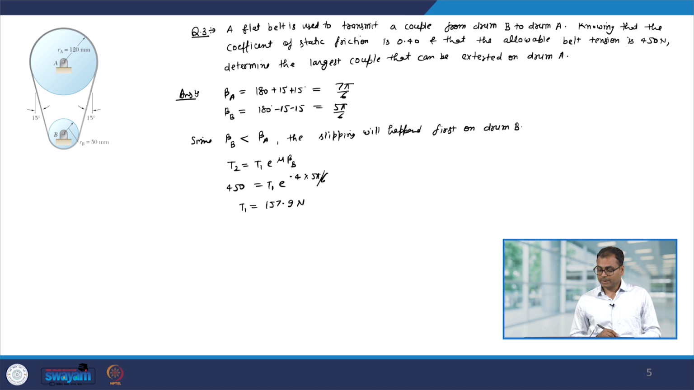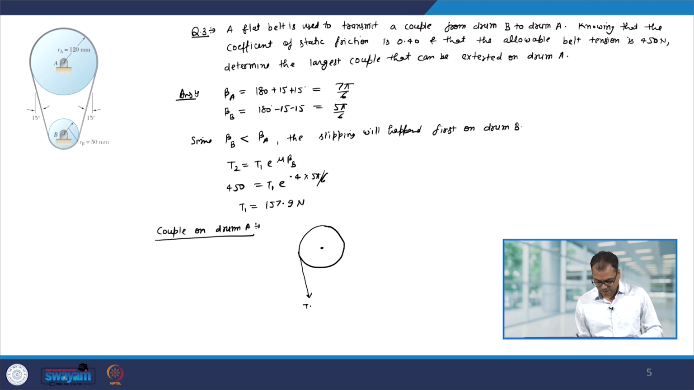Now, in the problem statement, we have been asked to find out what is the couple on drum A. So, let us look at the free body diagram of drum A. So, we have this drum, this point is A, and we have tension T1 and tension T2, and since there is a connection over here, this will also apply a force, let us say Ay in the y direction, and there will be a resistive moment. So, let us call it Ma.